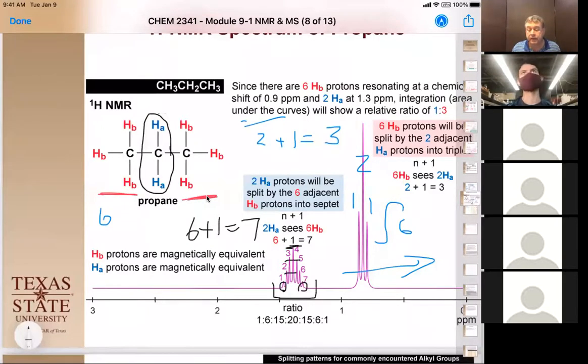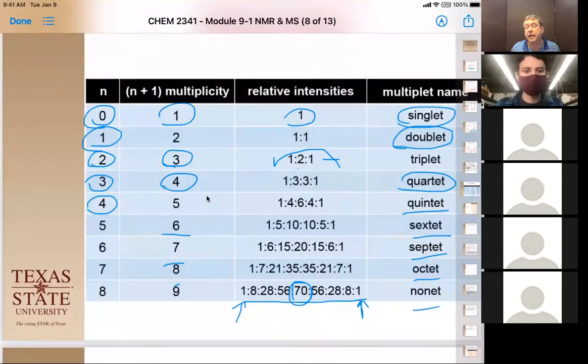But if we integrate under that curve, we're going to see that we have a total of 2 hydrogens. The relative ratio here is 20, 15, 6, and 1, and we can find that from the previous table. Now, the absolute number of these is not as important as the number of peaks, and you'll see certain patterns. It'll have a visual pattern associated with it, and I'll show you that in a minute.